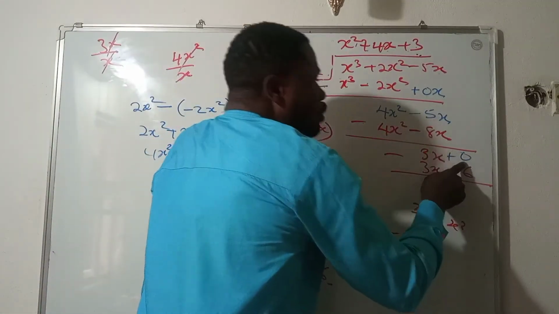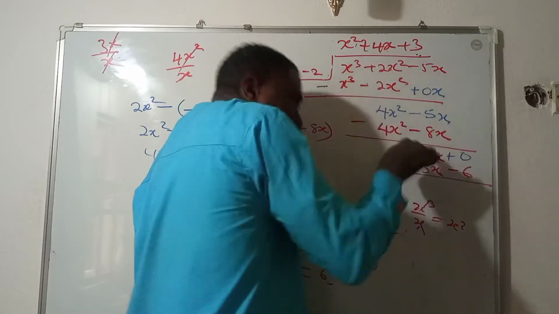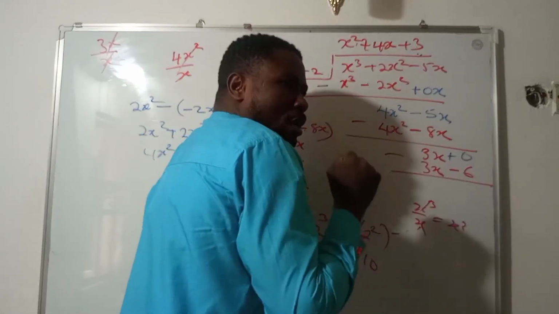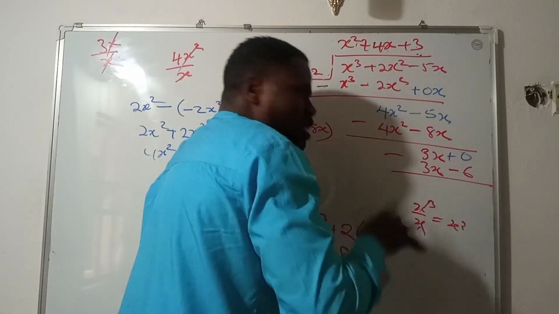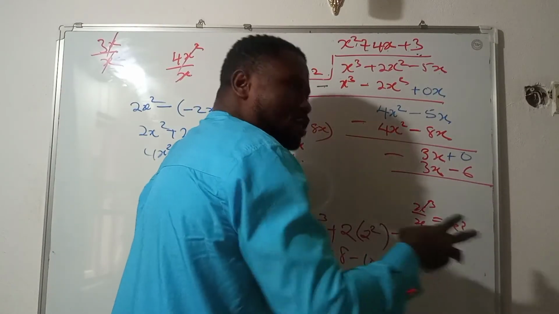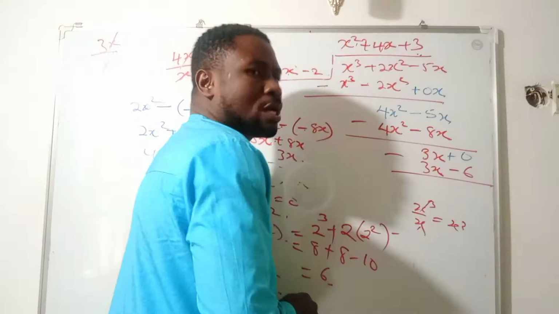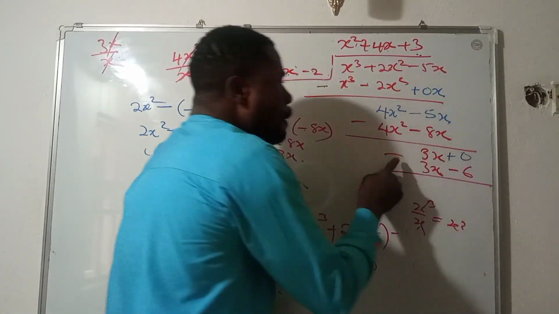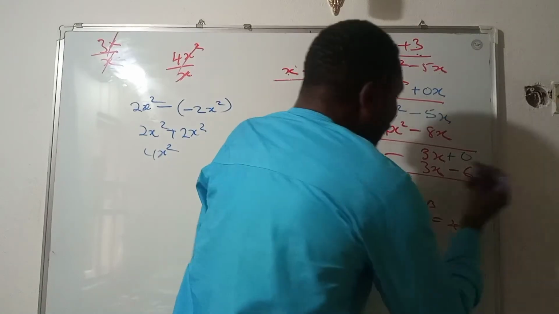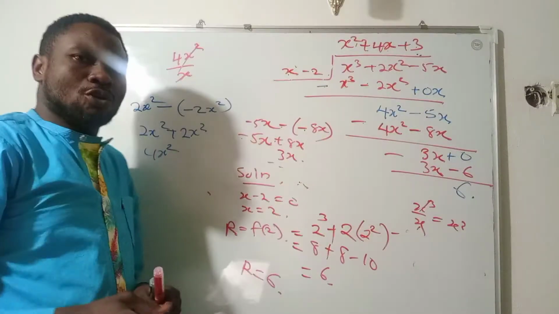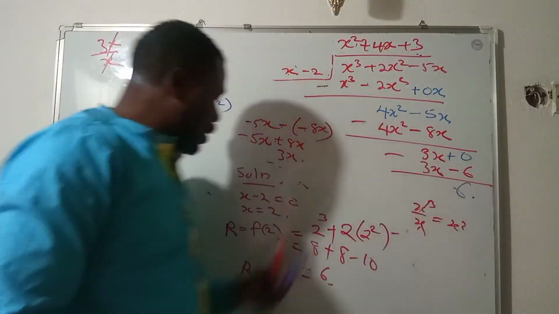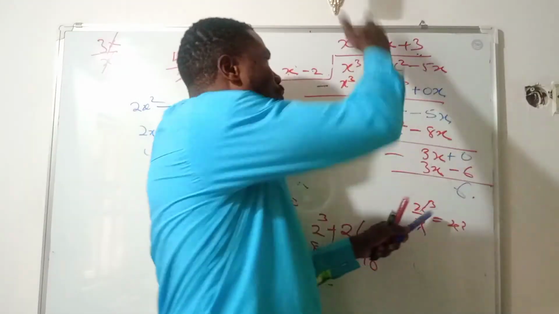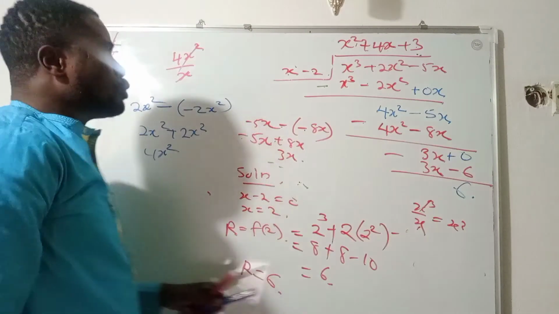Bringing 0 here will not change 3x from what it was. It was 3x, not 3x plus 0. But it still doesn't change. Even when you say 3x plus 0, it is the same as 3x. I'm bringing there 0 to enable you know that we're going to say 0 minus 6. And that, of course, will give us what? Plus 6. You can see that same 6 that we got when we used Remainder's theorem is the same 6 we are seeing when we use the long division method to divide that.